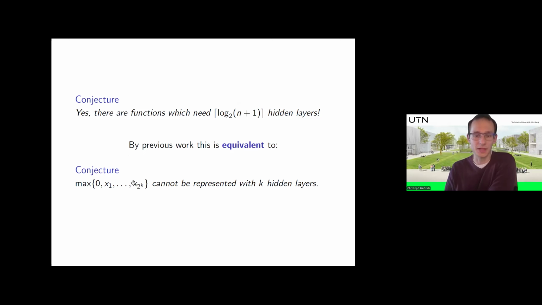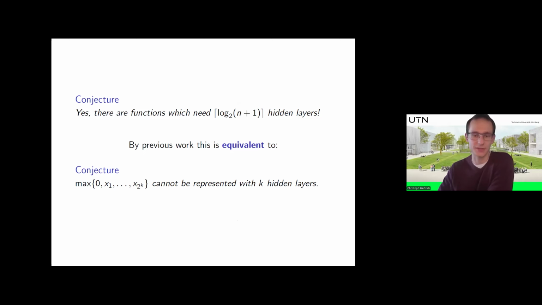And the interesting cases, since we are talking about a logarithm here, are always when you take a maximum of a power of 2 plus 1 many numbers, and without loss of generality, you can set one of them to 0 to make the function as simple as possible. So the interesting cases are exactly the maximum of 0 and 2 to the k variables. And then we wonder, can we represent this with k hidden layers, which is the logarithm of 2 to the k? And the conjecture is we cannot.